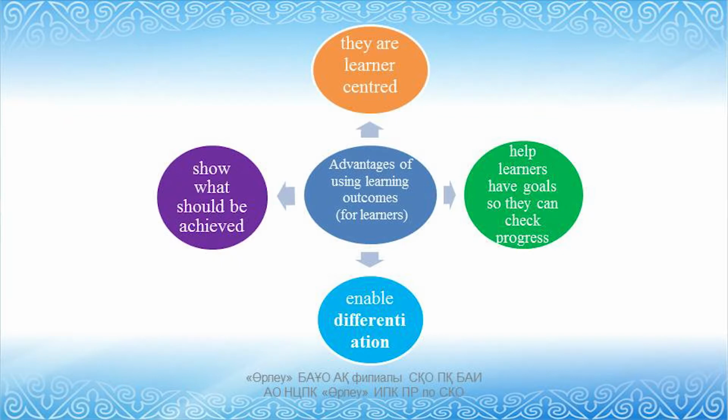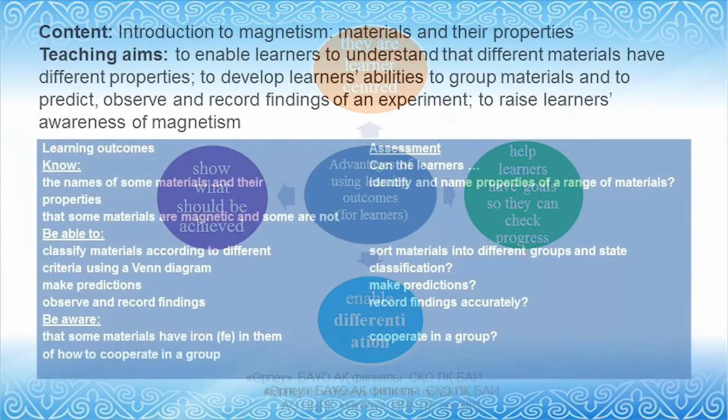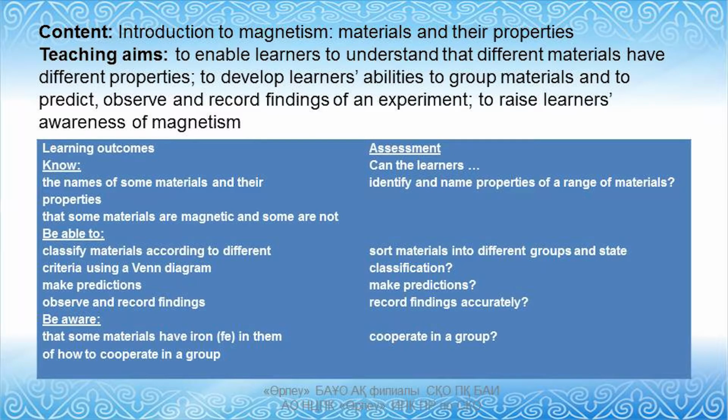And talking about the advantages of using learning outcomes for learners, we can mention that they are learner-centered, they show what should be achieved, they help learners have goals so they can check progress, and they enable differentiation, making provision for less able and more able learners.